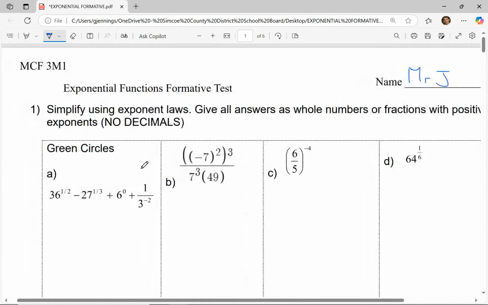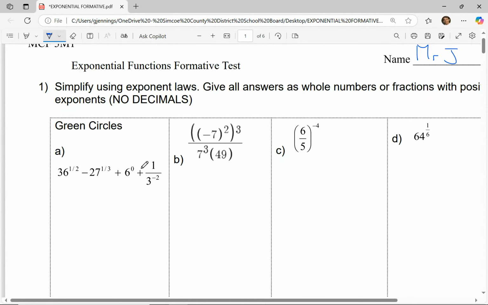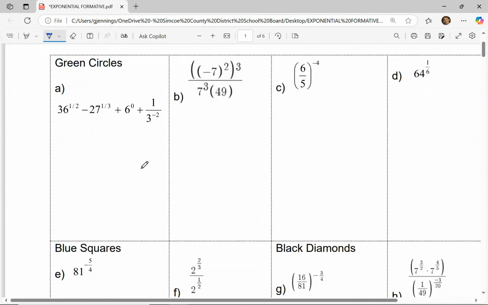It's Mr. Jennings. We're looking at the exponential functions formative test. We are going to go through all of the concepts here, so please check your work, and most importantly, check and build your understanding with this video. If you got stuck on a question and this video gets you unstuck, pause the video, complete the question, and then check your work after. It's a great way to build up your skills before the test.